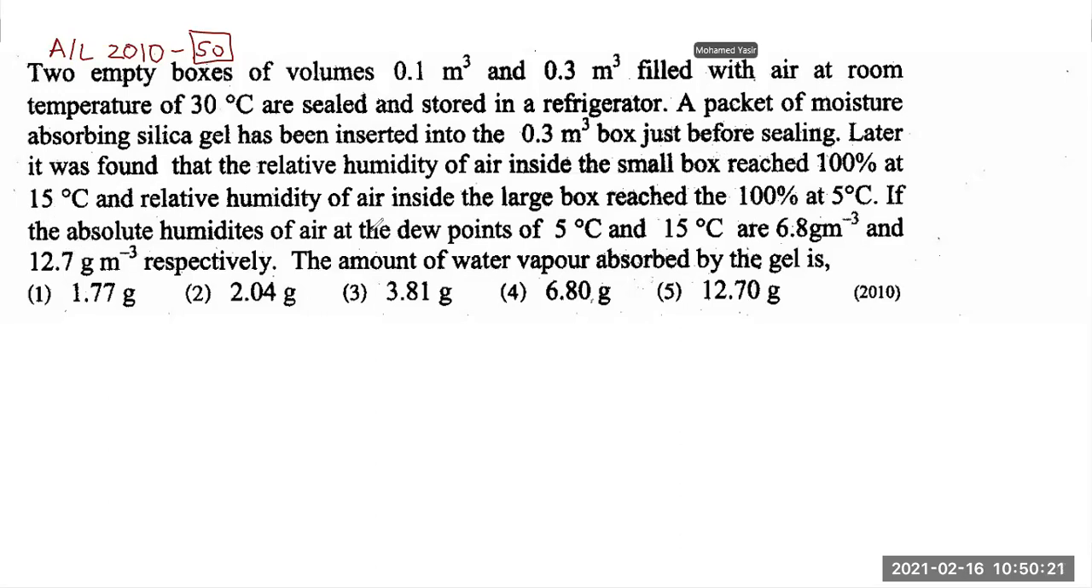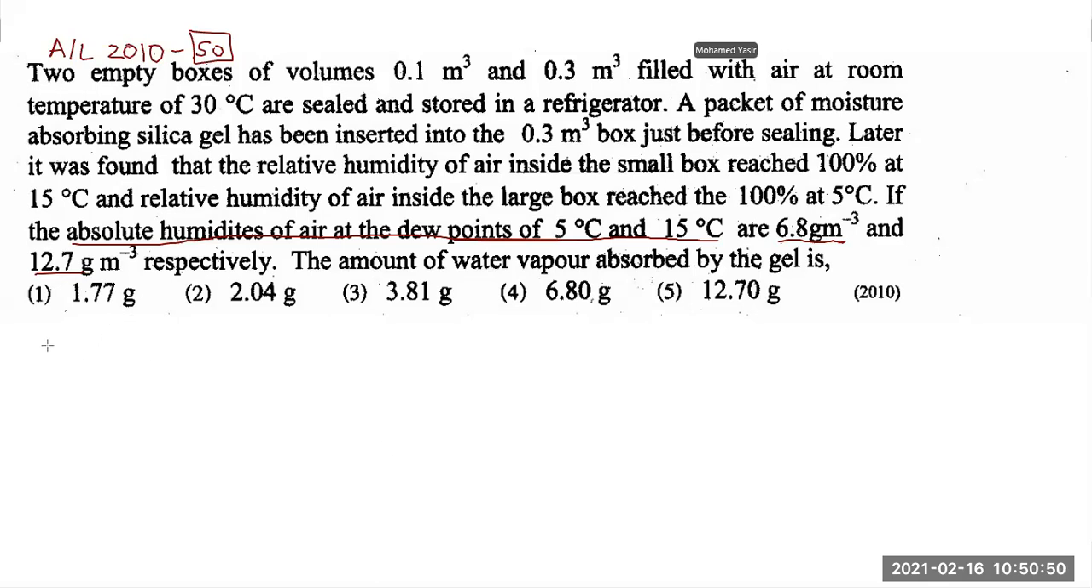Right, what are these things? Absolute humidity of air at the dew points 5 degrees Celsius and 15 degrees Celsius. This is the exact thing they had given in the previous question we did, that AC question, A naught, A1. Okay, so 6.8 and 12.7. The amount of water vapor absorbed by the gel is, right? So a lot of things are happening here. Let's quickly go for a diagram.